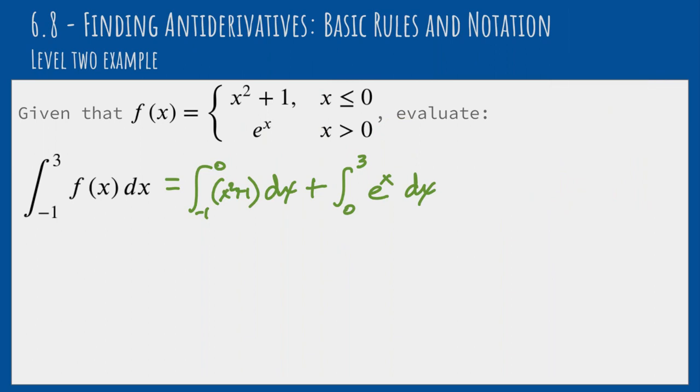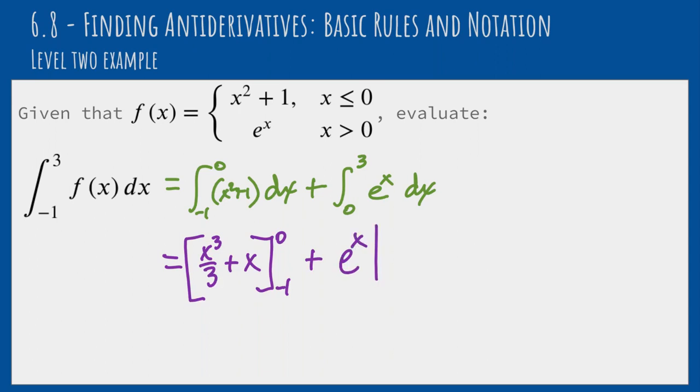So evaluating the first one, the antiderivative of x squared is x cubed over 3 using the power rule. The antiderivative of 1 is x, and we're evaluating that expression from -1 to 0. And then the antiderivative of e to the x is e to the x, and we're evaluating that from 0 to 3.